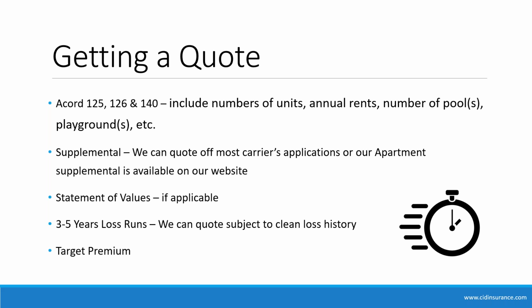I will get submissions and the Accords will just say it's an apartment, but won't list the number of units. So I have to go back and find out that information from you guys. A supplemental, we can quote off of pretty much most carriers' apartment supplementals. That's not a problem. We also have a supplemental that is available on our website. And the one on our website also has a little screenshot of everything that we would be needing for a submission as well. But I do need an apartment supplemental. Sometimes I'll just get the Accords, and that's one thing for sure you'll hear back from me on: needing an apartment supplemental.